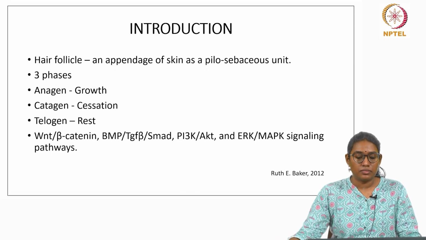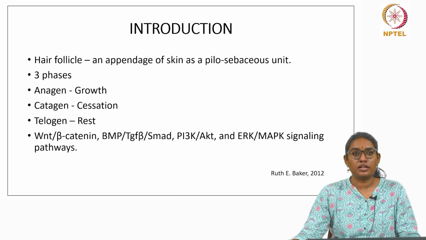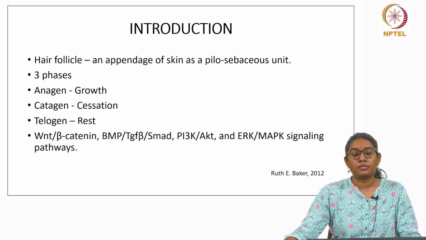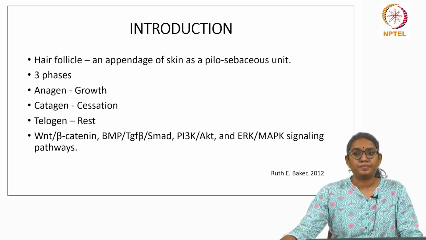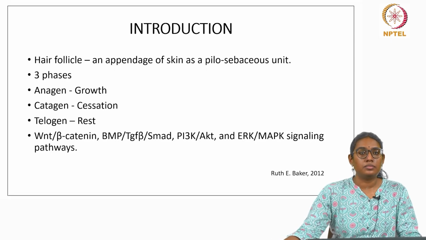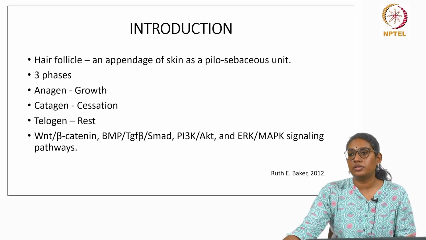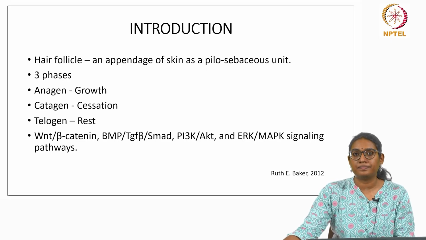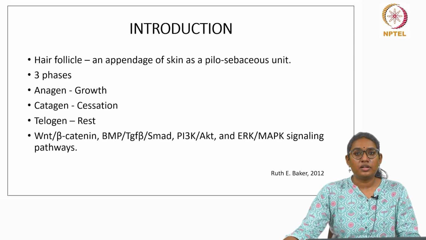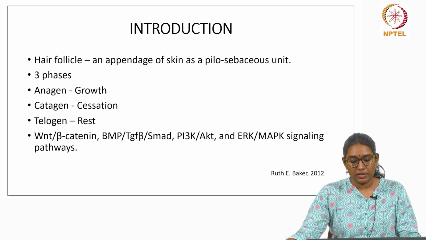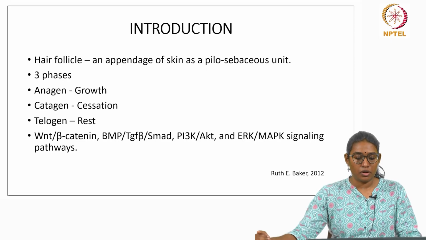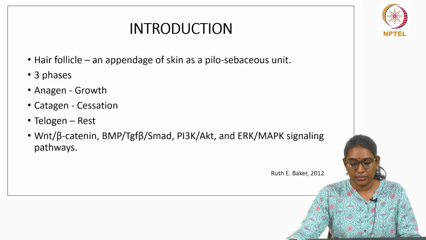the anagen phase lasts almost 2 to 6 years, whereas the catagen phase lasts around 10 to 15 days, whereas the telogen phase lasts around 3 to 4 weeks. And this also changes with the different locations of the body where the hair is placed. And a few of the signaling pathways, such as Wnt beta catenin, BMP TGF beta SMAD, PI3K pathway, and MAP kinase, are all involved in these phases of hair follicles.